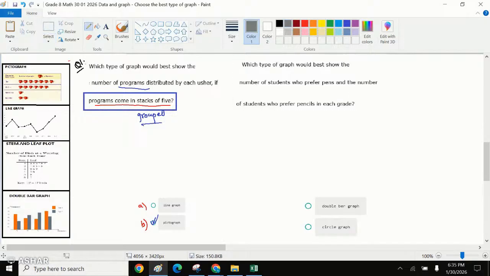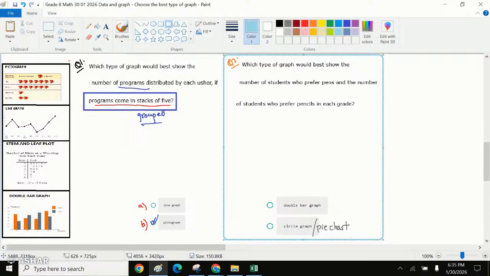A circle graph is also known as a pie chart, right? But it's not about the preference. A circle chart would show us the distribution with the angles. So if this is question number 2, which type of graph would best show the number of students who prefer pens and the number who prefer pencils? Can I have the answer? Should it be a pie chart or circle graph, or should it be a double bar graph?